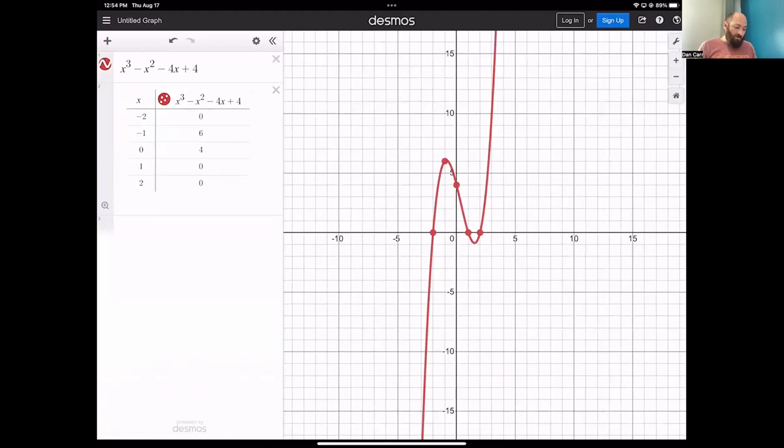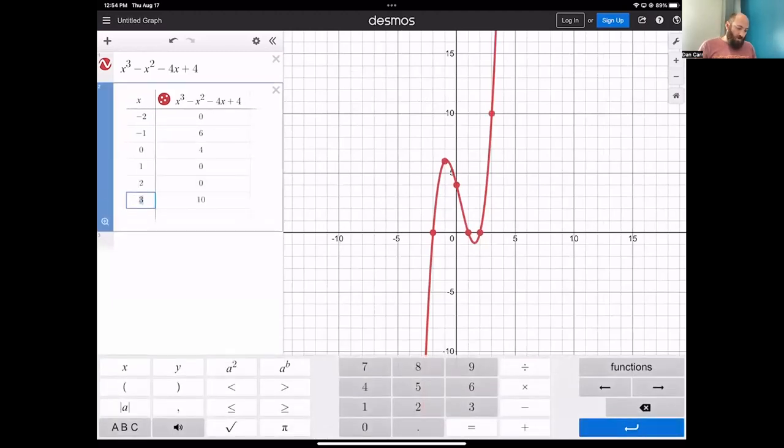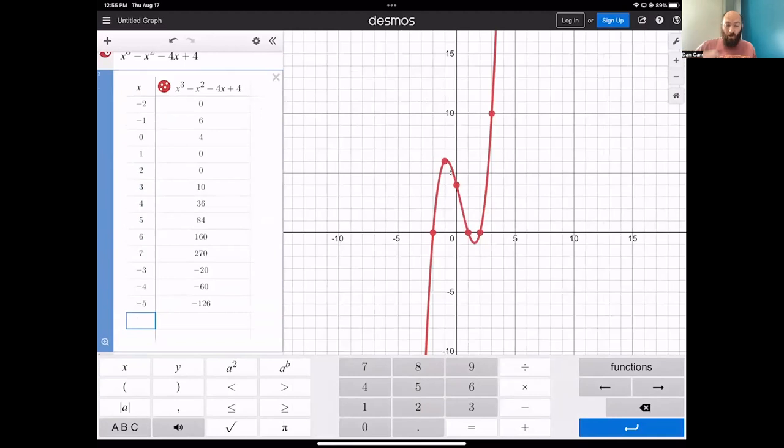But again, using the table feature, I can just start plugging in any numbers I want. So if I go 3, 4, 5, you see how the outputs are still growing. Same thing if I go with some more negative numbers. We know -2 goes to 0. If I go -3, I can go -4, okay, -5. You see those numbers are still going more and more negative.